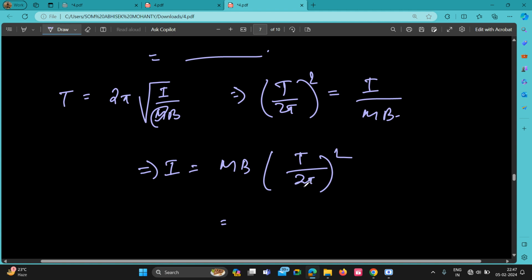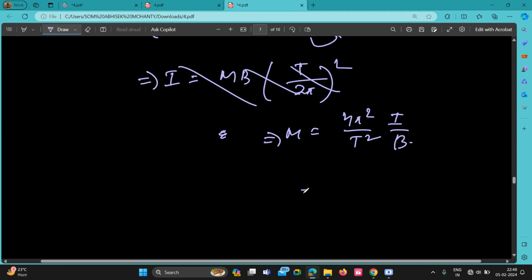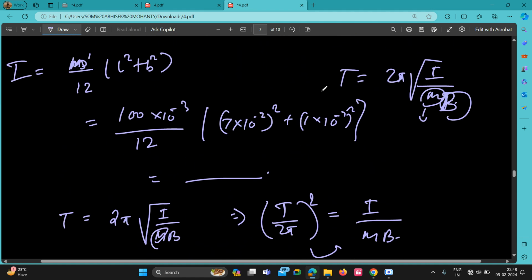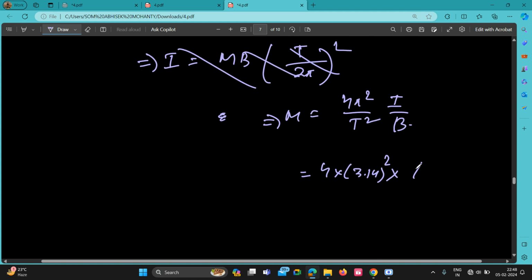We need m. M is equal to 4π² over T² into I by B. This goes to this side. So just put all the values, 4π². I is equal to how much? I you just got from here. Whatever you got for I here, you just put it here.